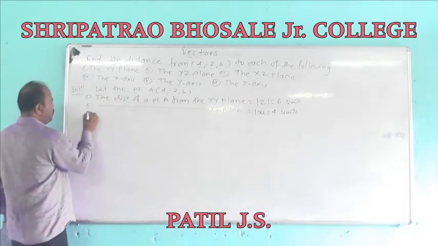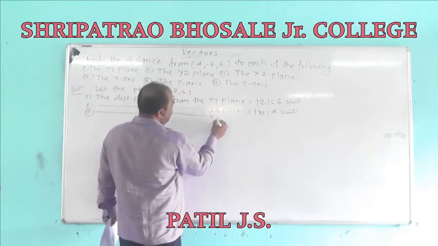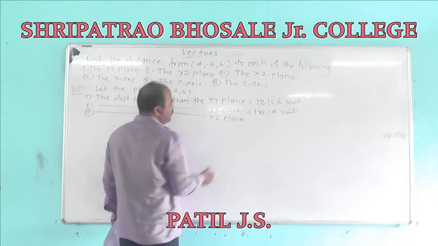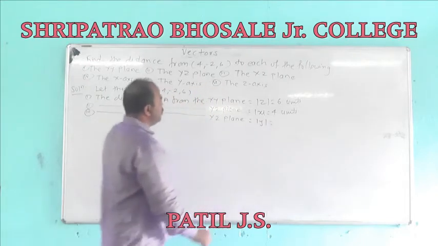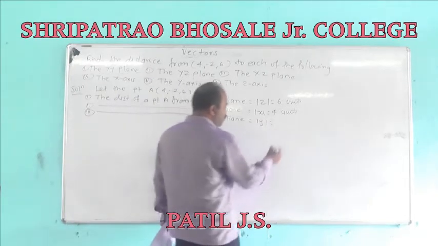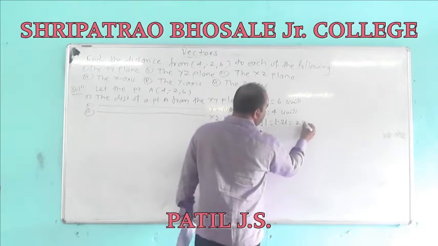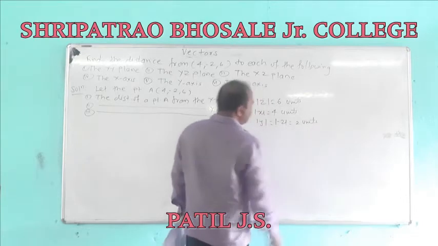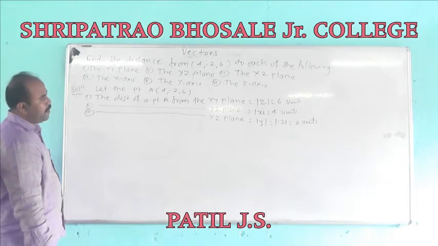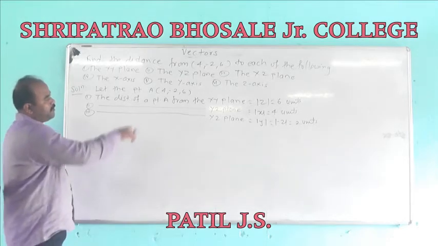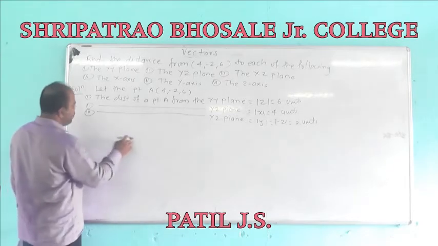Third, the distance of point A from the xz plane is equal to mod y. That means mod of -2. Taking its absolute value, that means 2 units, because distance is always positive. The distance of point A from the xz plane is equal to mod y, that means mod -2 equal to 2 units.